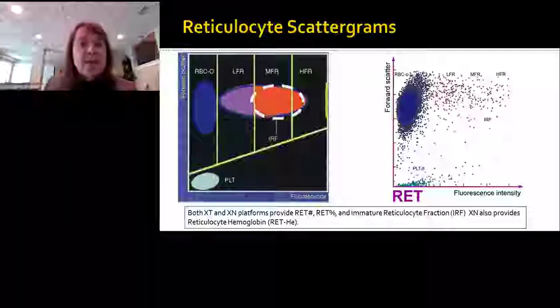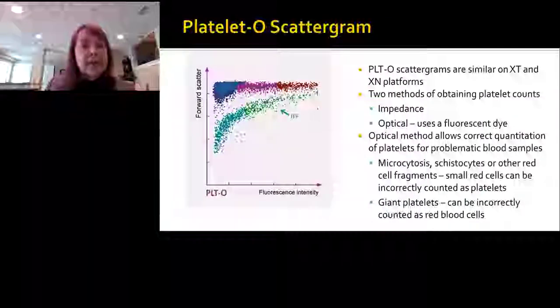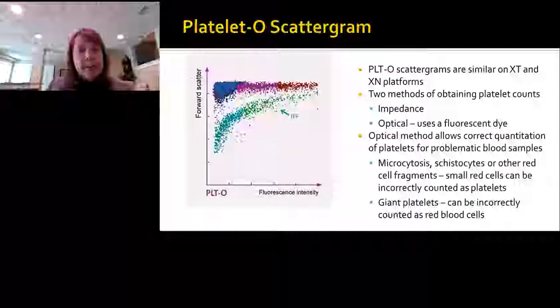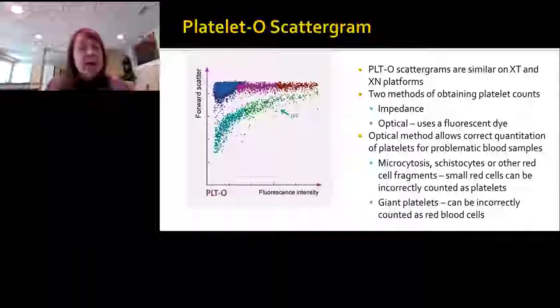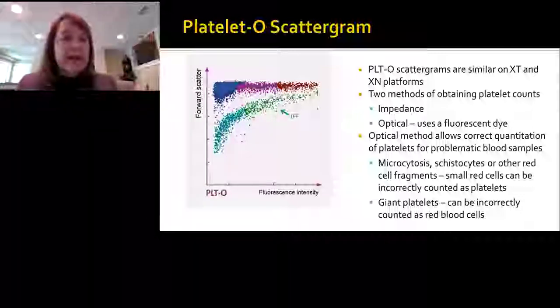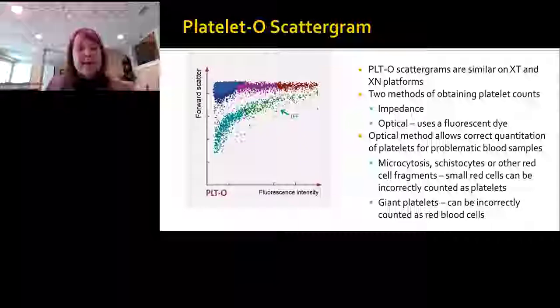Another scattergram that is present on both the XT and XN platforms is called the Platelet-O scattergram. Platelet counts can be obtained on either analyzer by two methods. One is an impedance method, simply counting through the age-old method of breaking an electrical current as the cell passes through. But optical methods can incorporate the use, in this particular case, of a fluorescent dye.